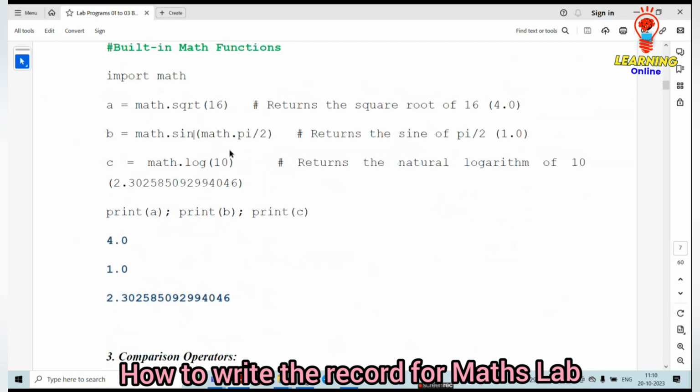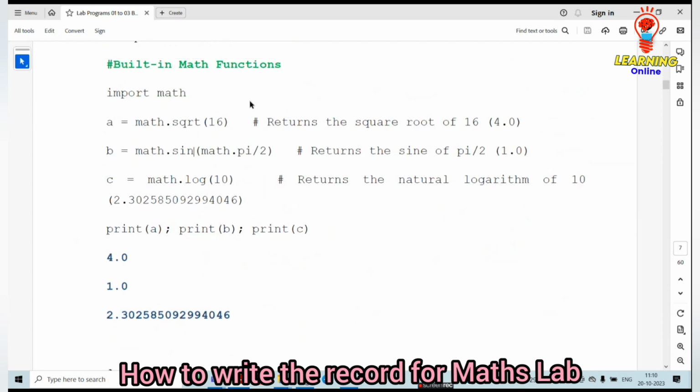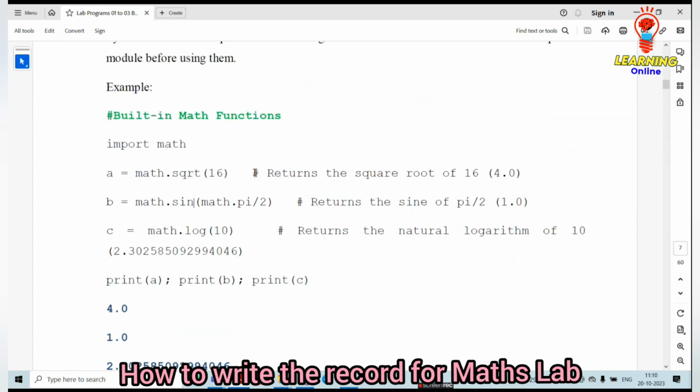Okay, in this code, the hash line is what is to be written. This is called a comment. This comment you can write using blue ink, because you can clearly identify where the comment is. Then the remaining content, the code, you can write using black ink itself.